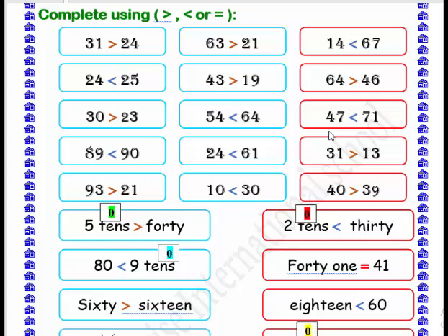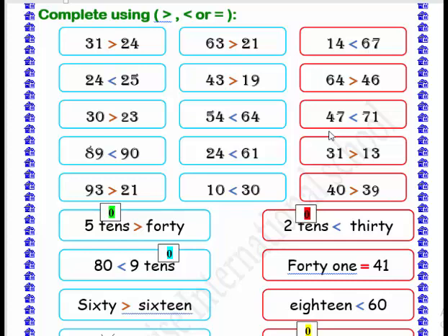93 and 21. Which is the bigger, 9 or 2? 9, so 93 is bigger than 21, so the mouse looking at 93. 10 and 30. Again, where are the tens? 1. Where are the tens? 3. Which is bigger? 30. So 10 is less than 30. And the mouse look at 30 and doesn't look at 10.